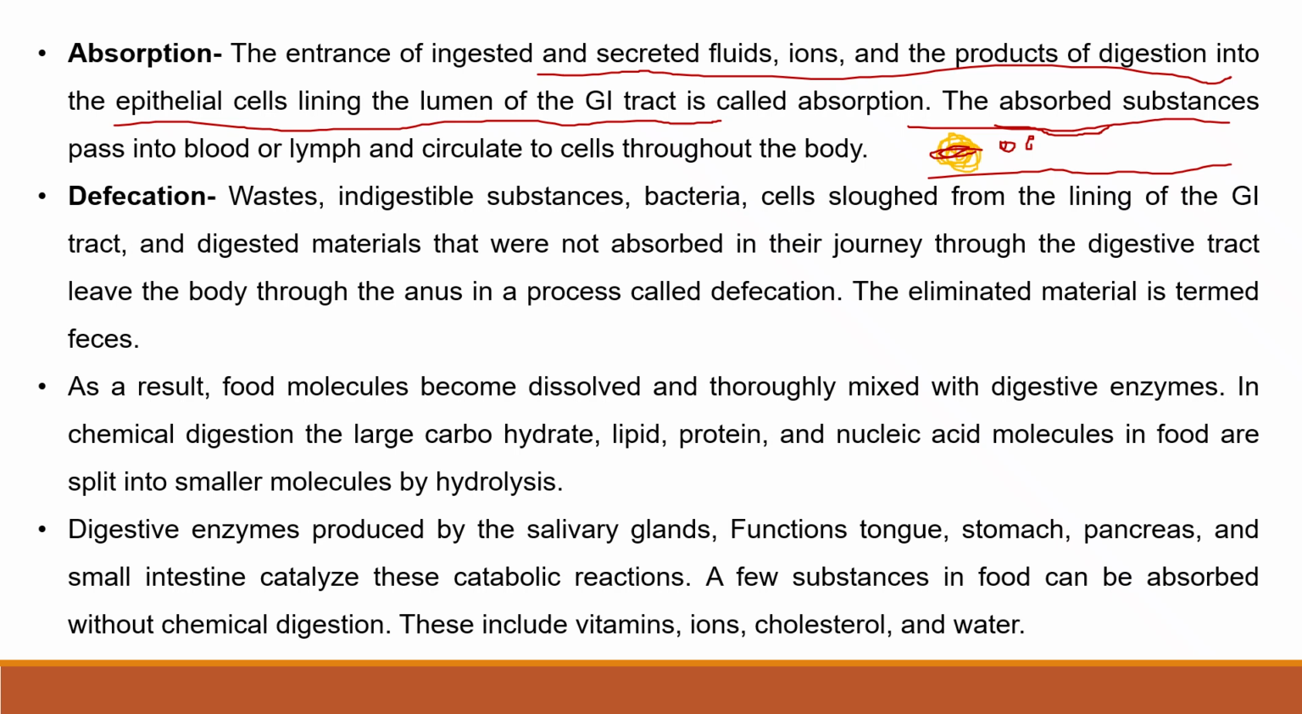Through the lumen, this minute particle crosses and enters into the systemic circulation. The systemic circulation means the blood circulatory system. So it will enter the blood circulatory system, and it will supply these nutrients to the stomach, the brain, and each and every part.